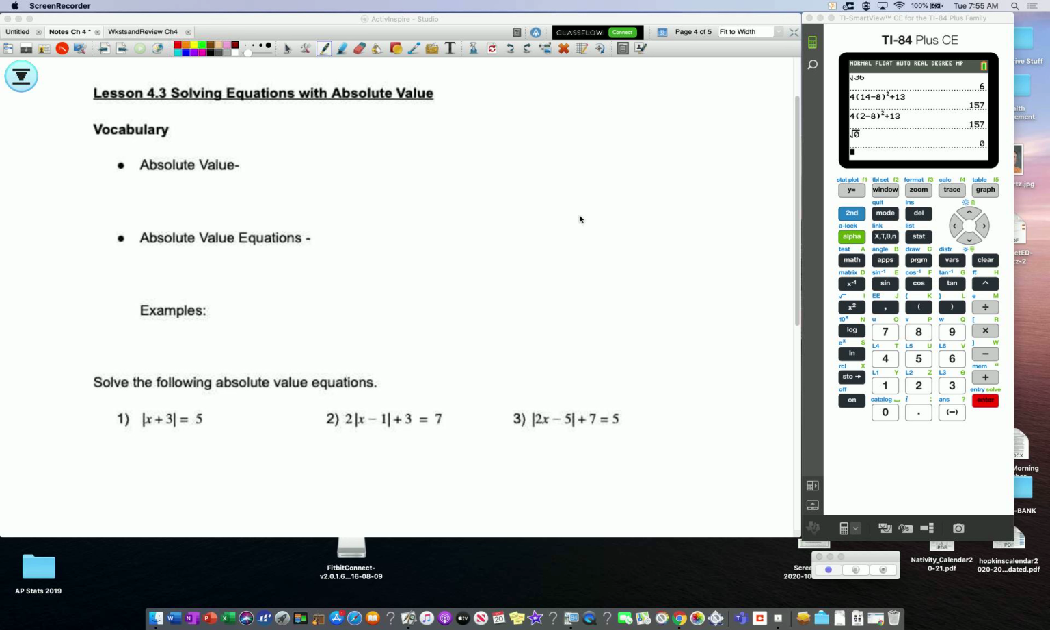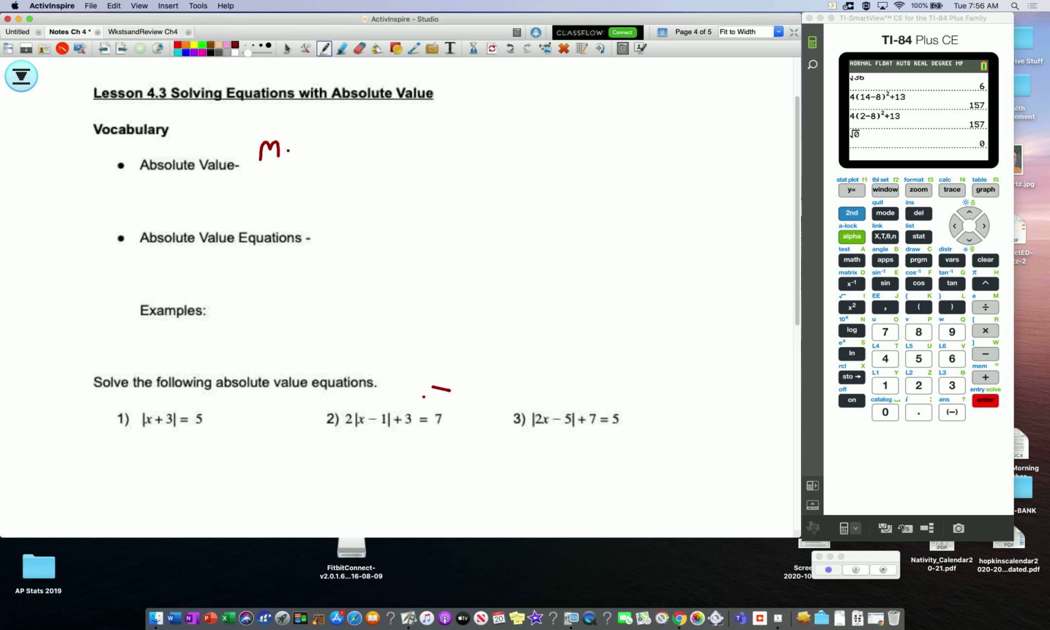Welcome to lesson 4.3, solving equations with absolute value. Yesterday we talked about solving square and square root equations, where we'd have 0, 1, or 2 solutions. Now we're going to talk about the last type of equation, which is absolute value equations. First, I want to define what absolute value actually represents.